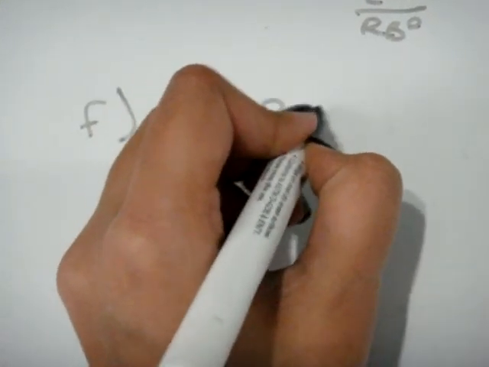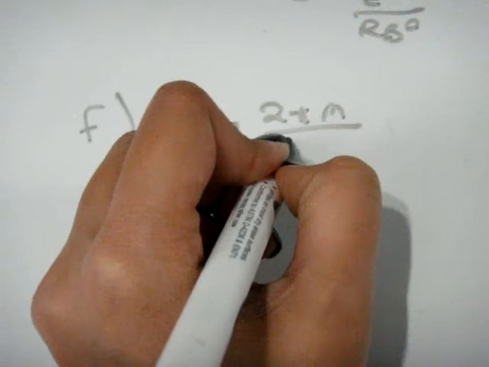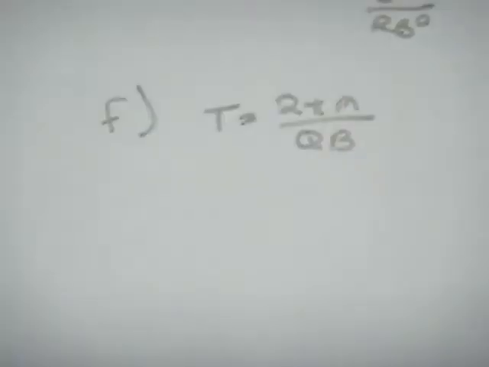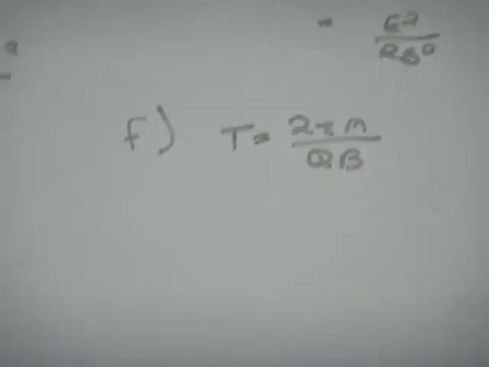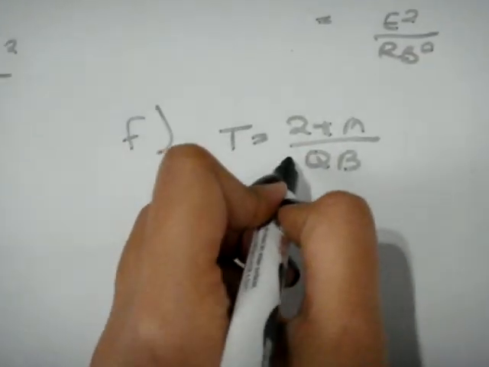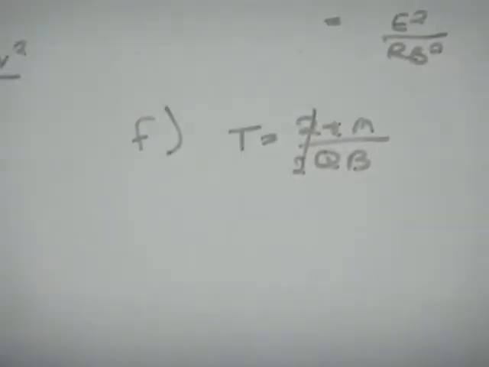Okay, now the final part. The time required for the particles to move along the semicircular path in region 3. Okay, so now they want the time for it to move around this circular path in region 3. So basically, there's a formula for period, which is T equals 2 pi m over qB. But this is a period for a full circle, and because we have a semicircle, we again have to divide by 2. And the 2's will therefore cancel.